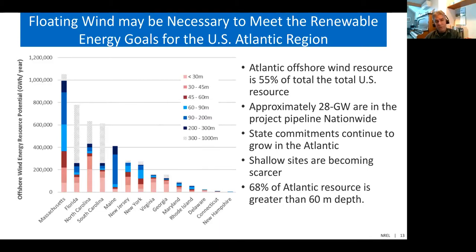And the good news also is that resource is not really deep, it's in the 200 meter range. So it lends itself well to the technology that's been proven in Europe. So there's a lot of resource in floating. If you take away the stuff that's 0 to 10 nautical miles from shore, there's about 68% of the Atlantic resources in deep water. So it's almost three quarters of the resource that's going to be in deeper waters. Next slide, please.